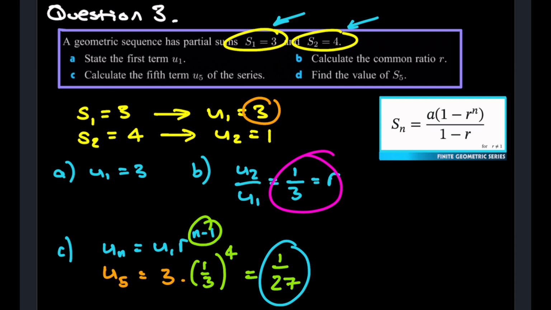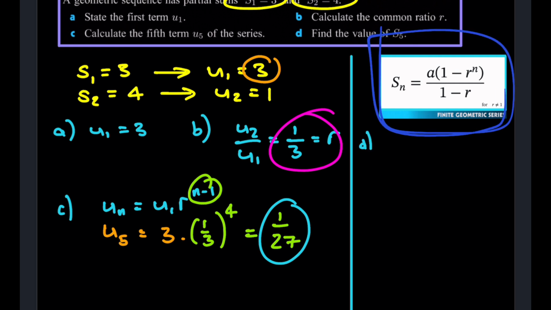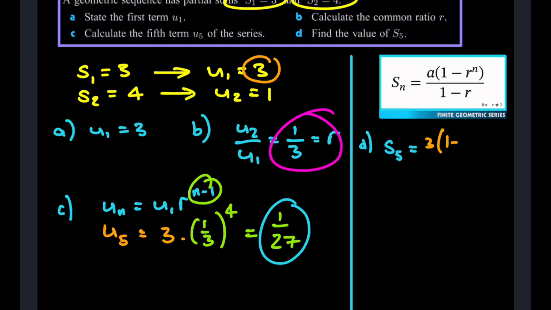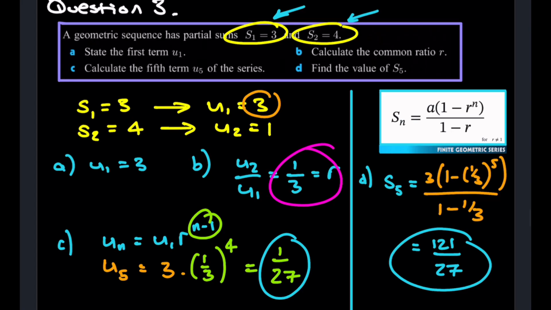So part D, find the value of S5. So S5, I'll just draw a line down here. We're going to use this formula on the right-hand side. So S5 is the sum of the first 5 terms. So as we now have the first term equaling 3, times 1 minus, and this is 1/3, so I'm going to put 1/3 in brackets here, to the power of 5, close brackets, and that is all divided by 1 minus r, so it'll be 1 minus 1/3. Easiest way is just punch all of that into the calculator, and I get 121/27 as an exact value. So that is the end of question 3.